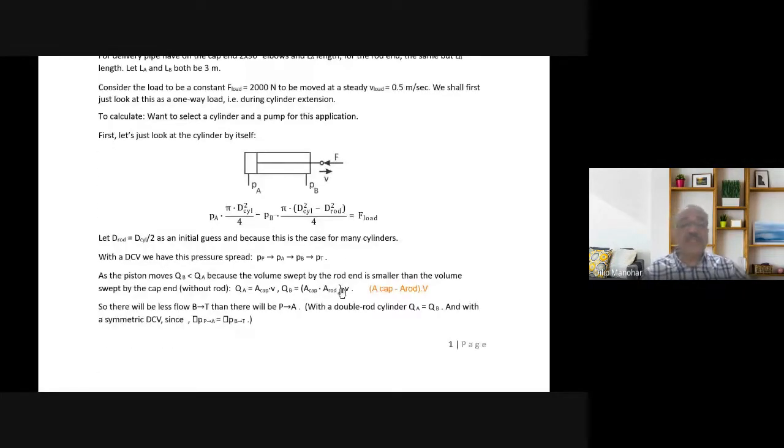We'll be doing some mathematics with respect to all these pressure points. As the piston moves, we know that the discharge from the rod end, QB, is less than QA because of the smaller area on the rod end side. This is because the cylinder area minus rod area is the actual area of the rod end side.